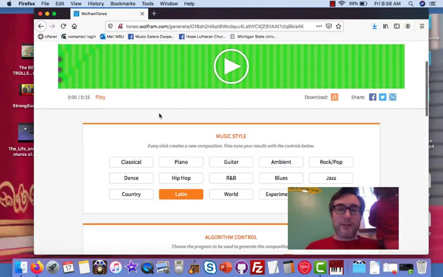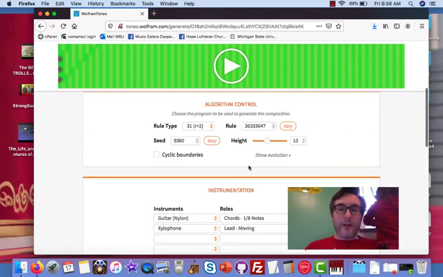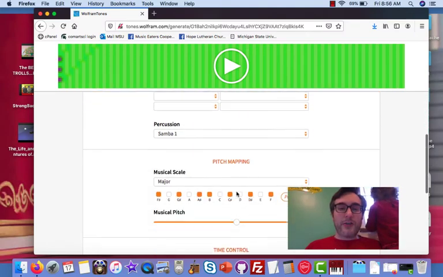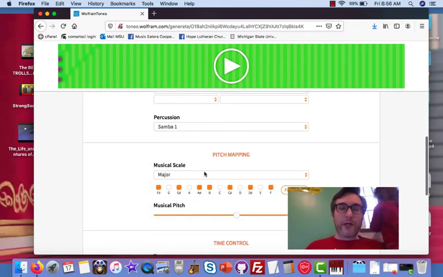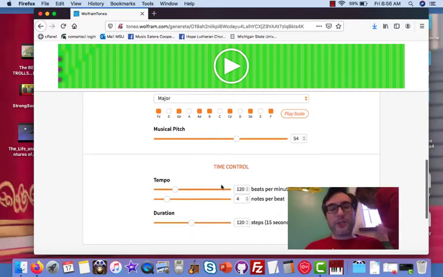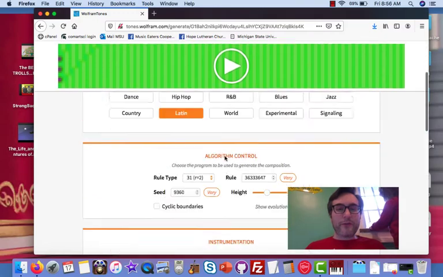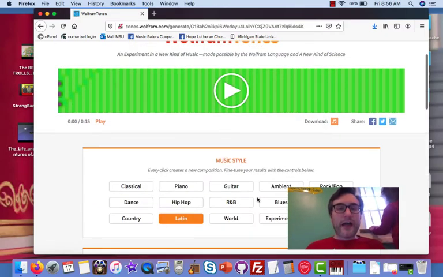So as you can see, it says music style, the algorithmic control, which we'll talk about in a second, the instrumentation, the type of percussion, the pitch matching, the time, and then that's it. So let's go through some of what these are. Styles are styles. We talked about these in classes. These are the different sounds for music.